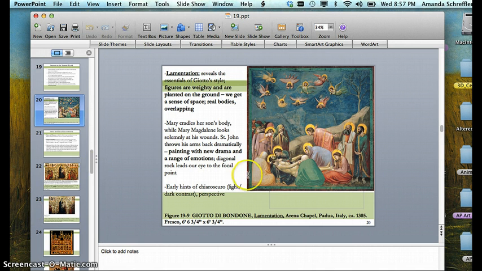And then just this diagonal line he's created with this rocky outcropping, leading our eye to the focal point, which again is not smack dab in the center. He's placing it off to the side. He's reduced the size of this tree in the background, creating this illusion of depth. Objects that are farther away from us should be smaller. Giotto understands this. Not to mention the modeling again. We get a sense of space, we see real bodies, we see overlapping. The figures are weighty and are planted on the ground. No longer are we seeing the floating figures that we saw in Byzantine art.